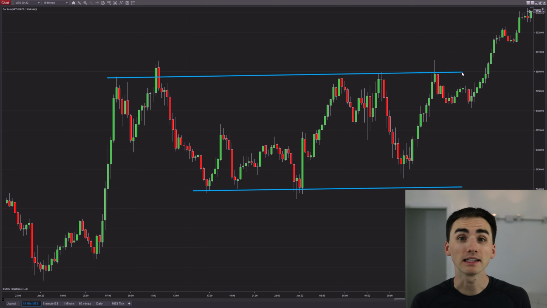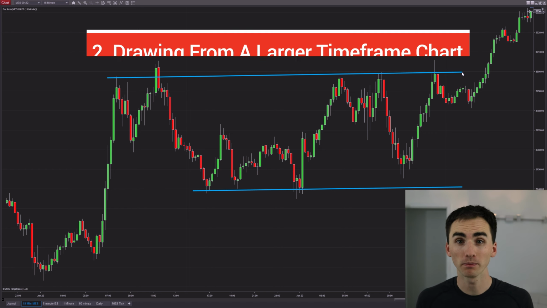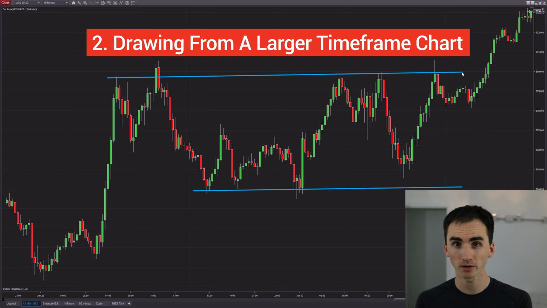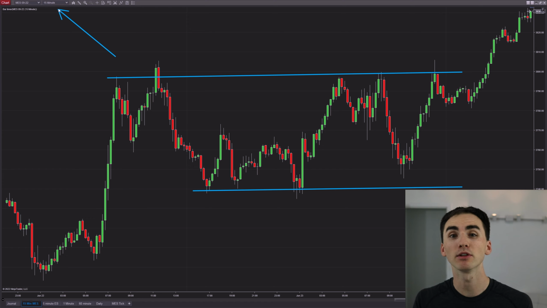Now, the second big key to drawing levels that actually hold is using a larger time frame than what you're actually trading on. So for me, I trade using a 1-minute chart, but I draw my levels on a 15-minute chart. So what this does is it amplifies you sticking to the extreme and more important levels in the market. And so instead of focusing on those smaller support and resistance levels that are unlikely to hold, you are actually focusing on the key areas in the market that are more likely to reverse, because the larger time frame that you use, the bigger and more important the support and resistance levels will be.